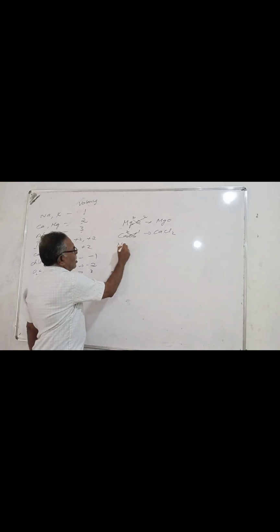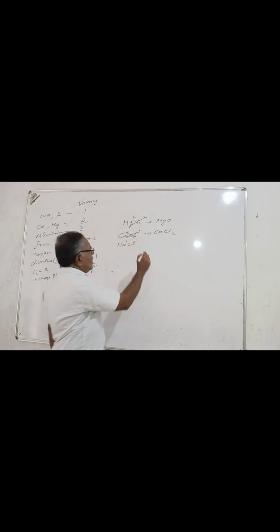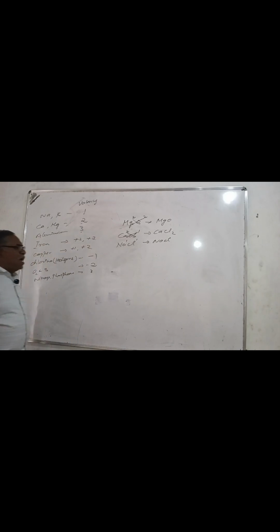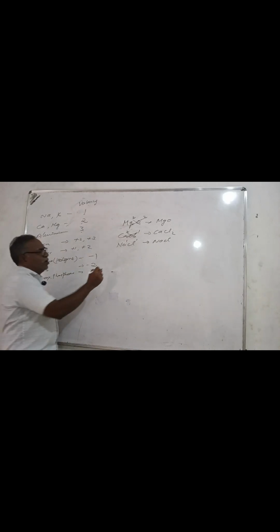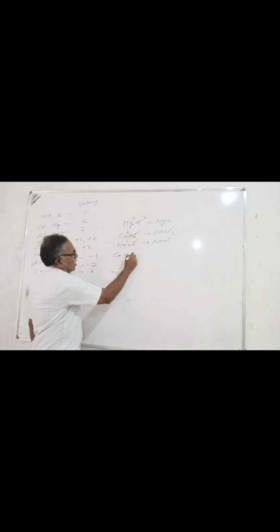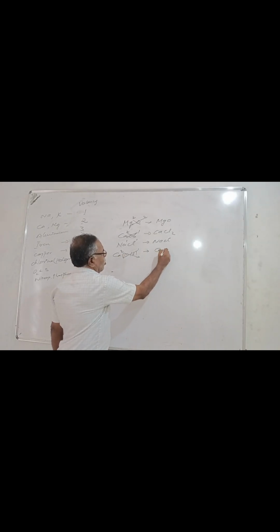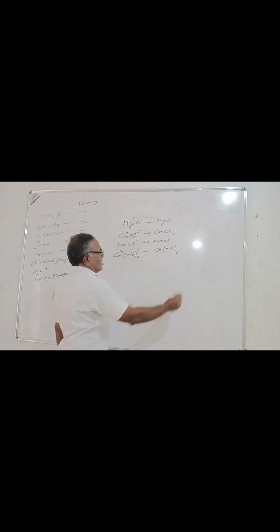Sodium chloride: the valency of sodium is 1, and the valency of chlorine is 1. So the formula of sodium chloride is NaCl. Calcium hydroxide: how to write the formula? Calcium's valency is 2, the hydroxyl group's valency is 1, right? So we write the calcium, but you have to put brackets around the OH group. So the formula is Ca(OH)2.